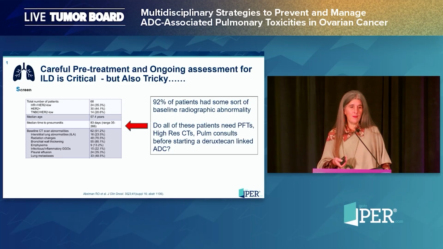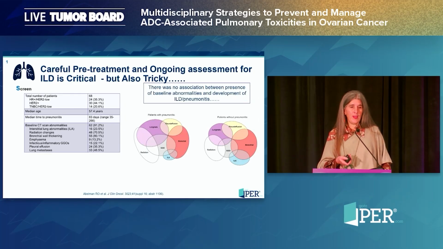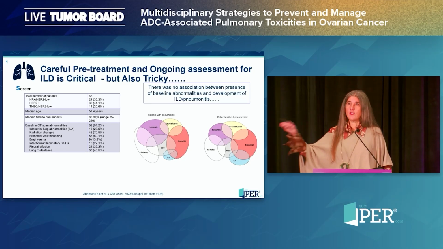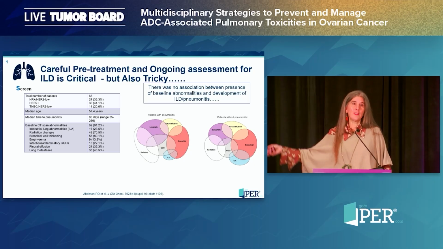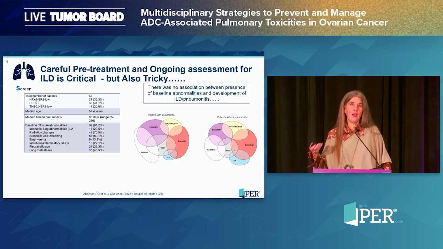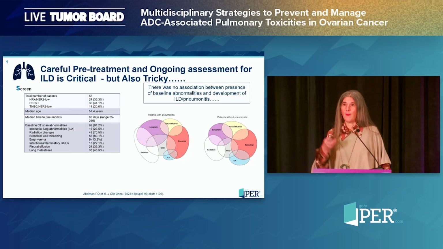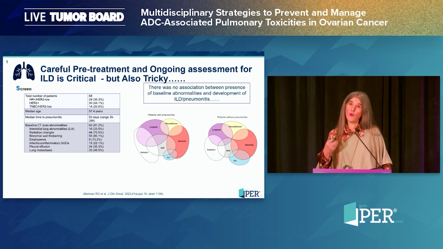This is tricky. This is just what they found when they looked at the types of abnormalities. And ground glass opacities, that's GGO, are there on both sides. They looked at association with the patients who went on to be diagnosed with pneumonitis, and they couldn't find a baseline abnormality that was the aha. It was all over the place.